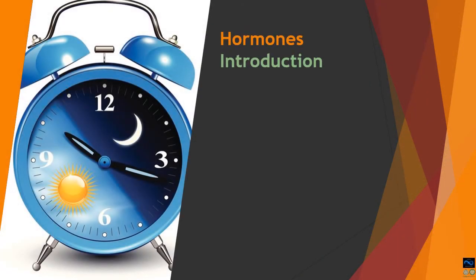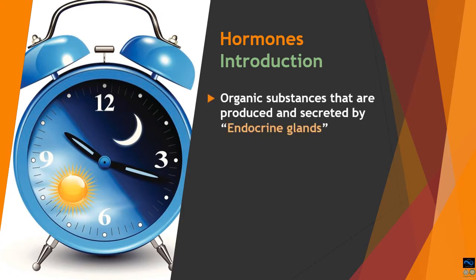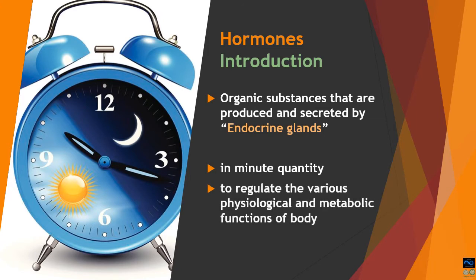So to start with, what are hormones? Hormones are the organic substances which are produced by specified glands within the human body. Those are called as endocrine glands, and they are secreted in minute quantities to do their function in the human body of regulating the various physiological and metabolic functions of the body.